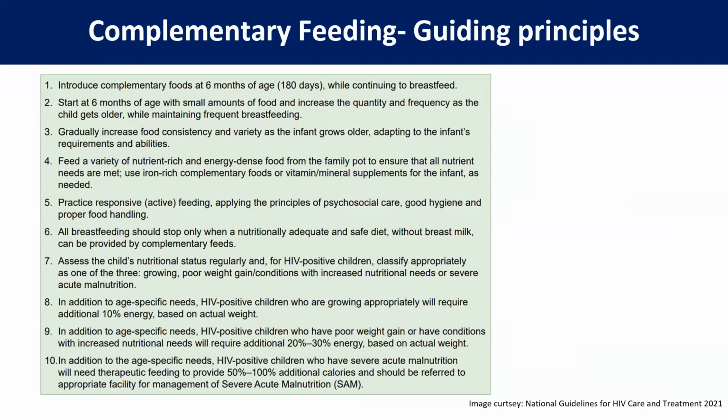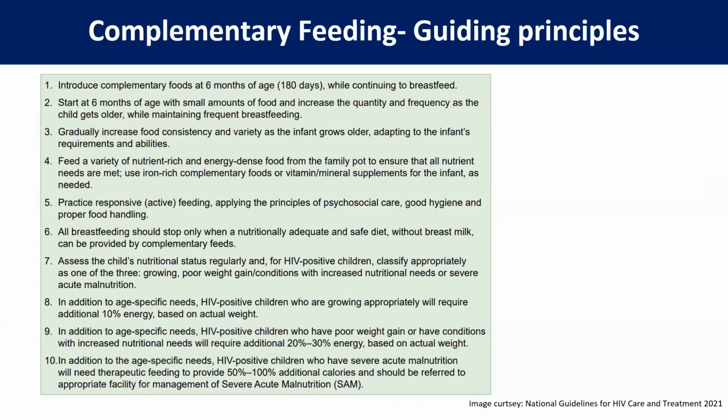Feed a variety of nutrient-rich and energy-dense food from the family pot, and practice responsive feeding, that is active feeding. You involve the child in the feeding, self-feeding and other things. And all breastfeeding should stop only when a nutritionally adequate, safe diet without breast milk is available, and the child's nutritional status should be regularly assessed. And you need to classify these HIV-positive infants or children into 3 groups.